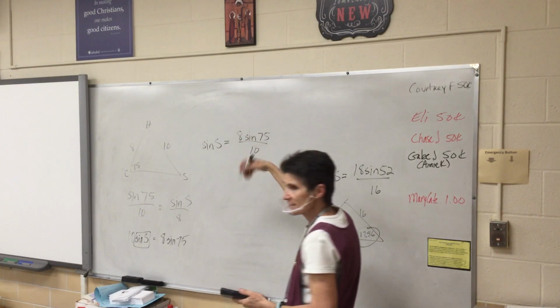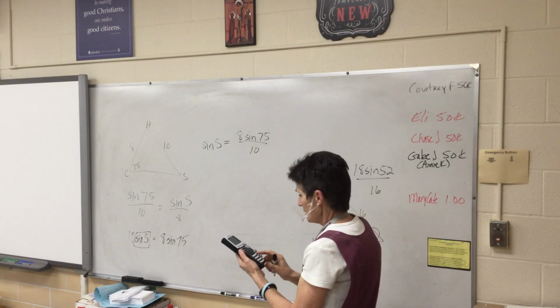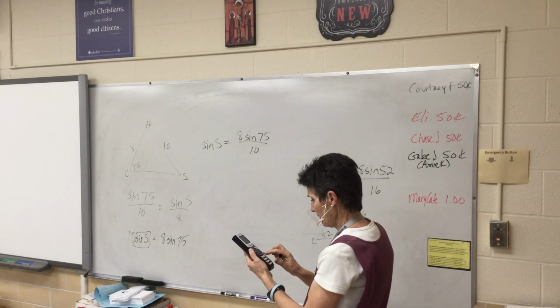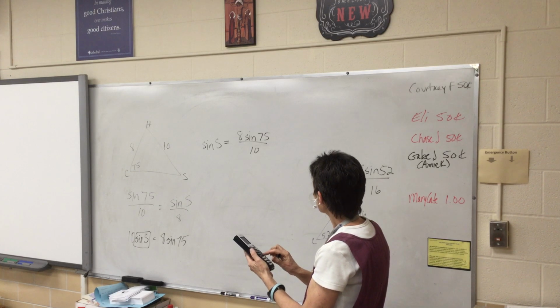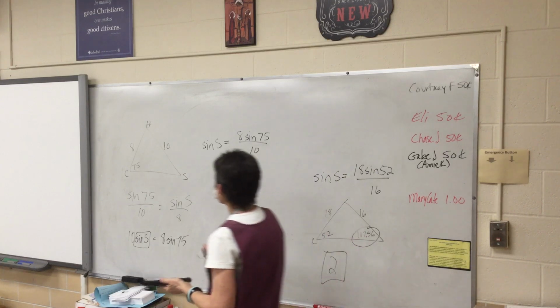Did I do that too fast? Is everybody okay with that, Katie? Yes. 8 sine 75 divided by 10. I got 50.6.